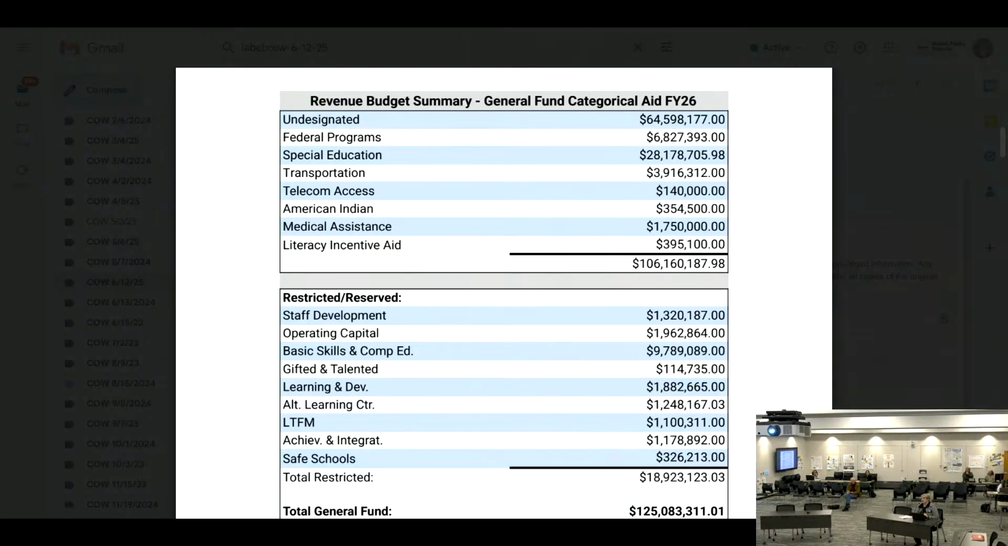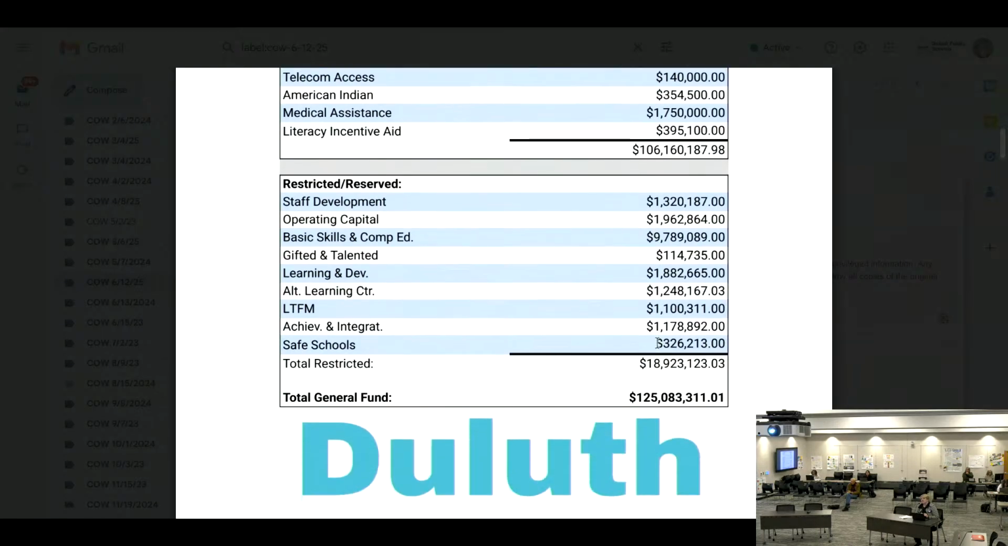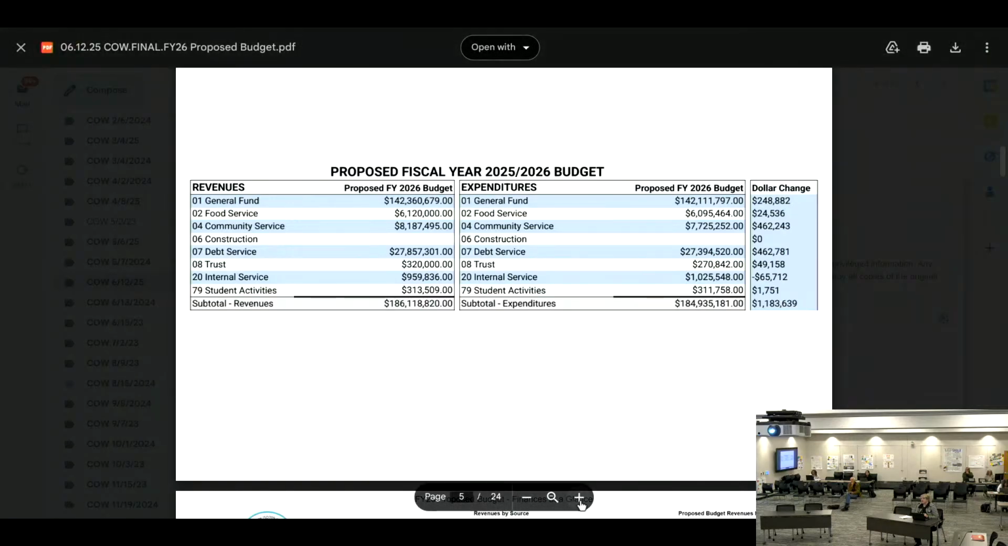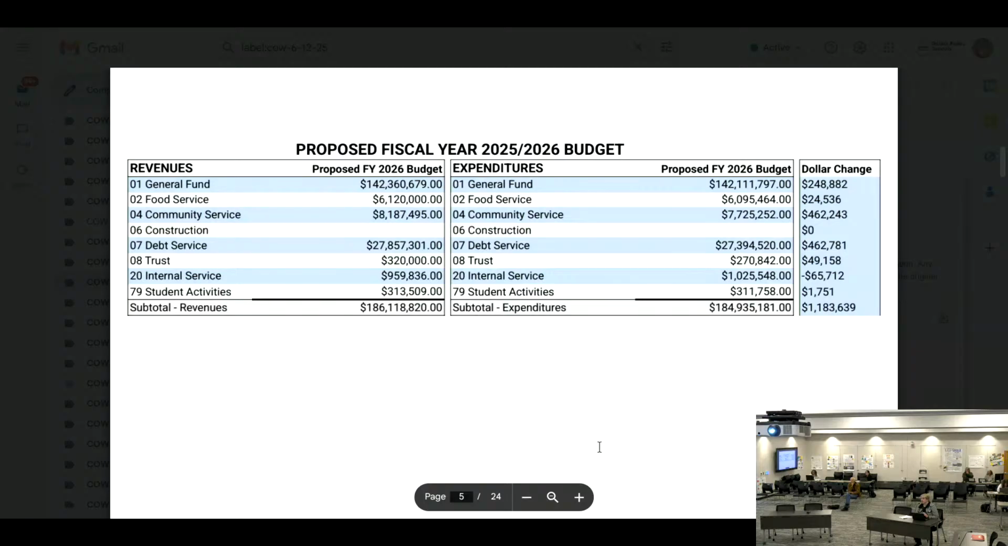That's on the revenue side. And then on the expense side, as I told you, I increased the benefits to 1.5 million. So Shannon, if you'd keep going. Here's the new, with the new adjustments that we made. The bottom line is the same, the general fund to the good of the 248,882 is still the same. I increased the revenue, but I also matched the expenses to it. Nothing else has changed with food service, community service, our debt trust service, internal service, or student activities. All remain the same.